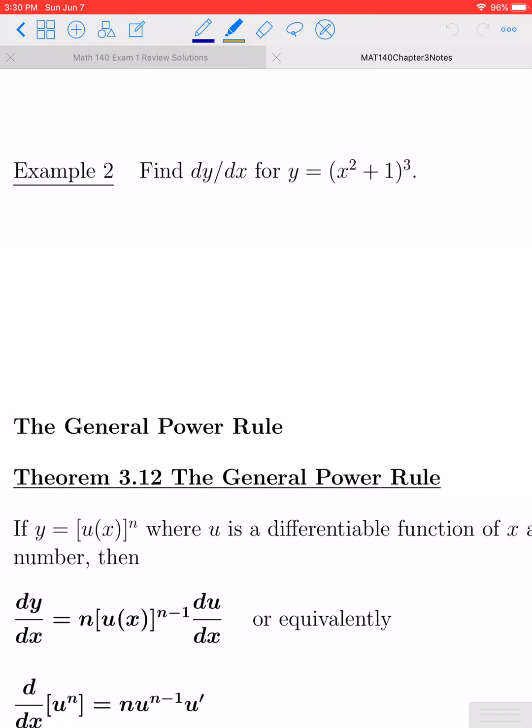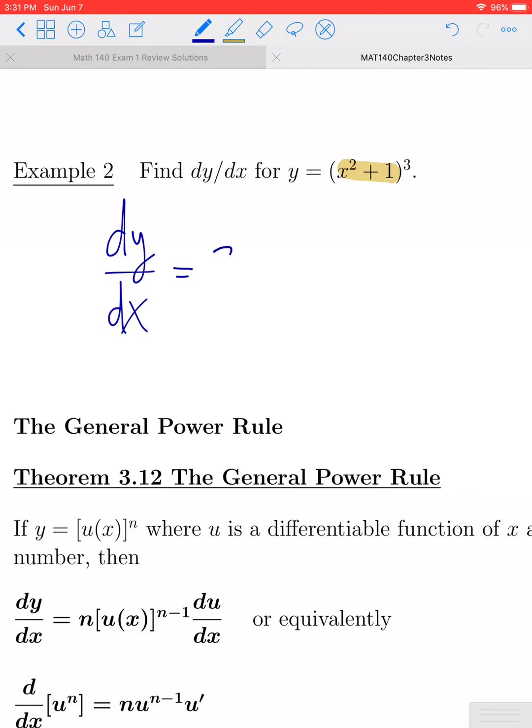We look at it, we say, okay, again, this is a composition. The outer function is x cubed, or the cubic function. The inner function g of x would be x squared plus 1. So because it's a composition, we need to use the chain rule to find that derivative. We start by doing the derivative of the outer function.